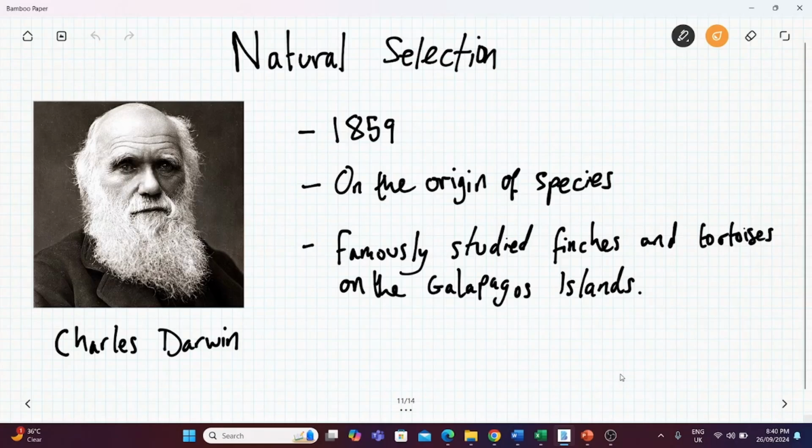Today we're going to be talking about natural selection. So natural selection was first postulated by Charles Darwin in 1859 when he published his book on the origin of species. Famously, he studied finches and tortoises on the Galapagos Islands, but since those examples are all over the internet, I'm going to go a different route. I'm going to look at giraffes and how they develop spots.